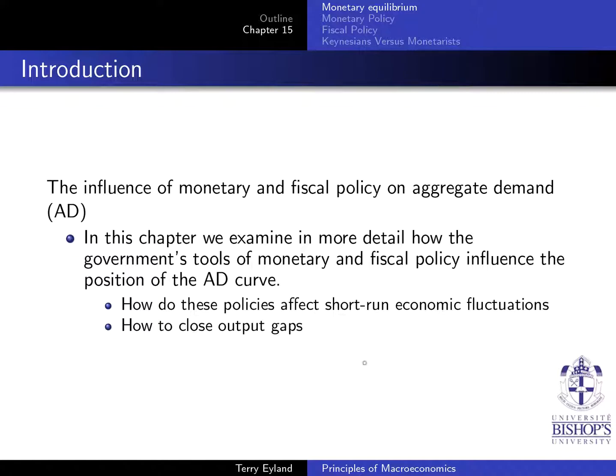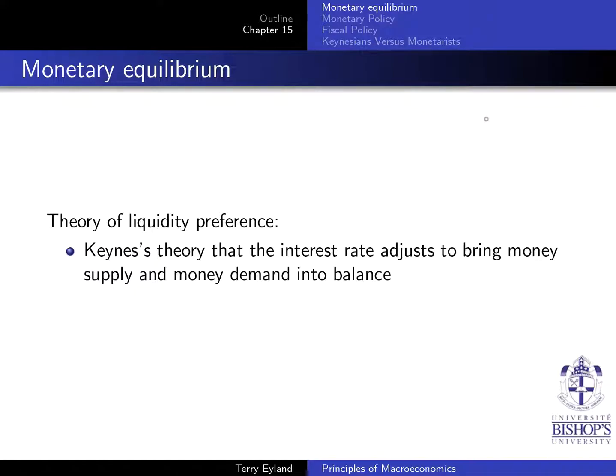So in this chapter we look at the influence of monetary and fiscal policy on aggregate demand. We examine in more detail the government's tools to influence the position of the demand curve. How do these policies affect short-run economic fluctuations, and how do they close output gaps? So the monetary equilibrium, which we'll look at for the first time here, is covered in, I think, chapter 10 in the textbook, but it has different things on the axes, and I didn't think that made much sense, so I'm covering it here for the first time.